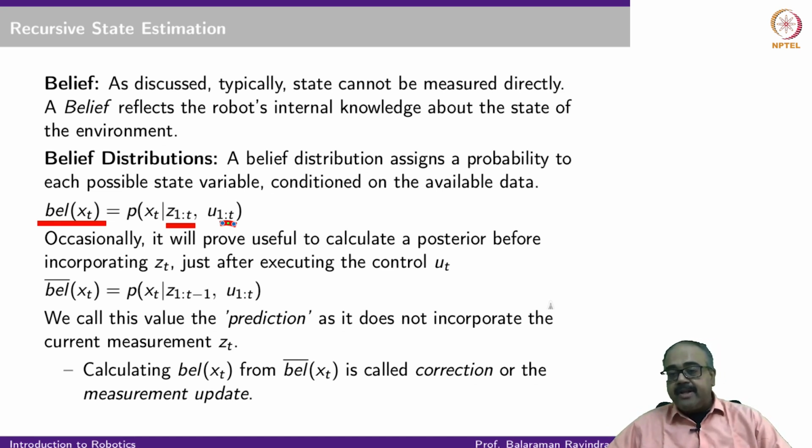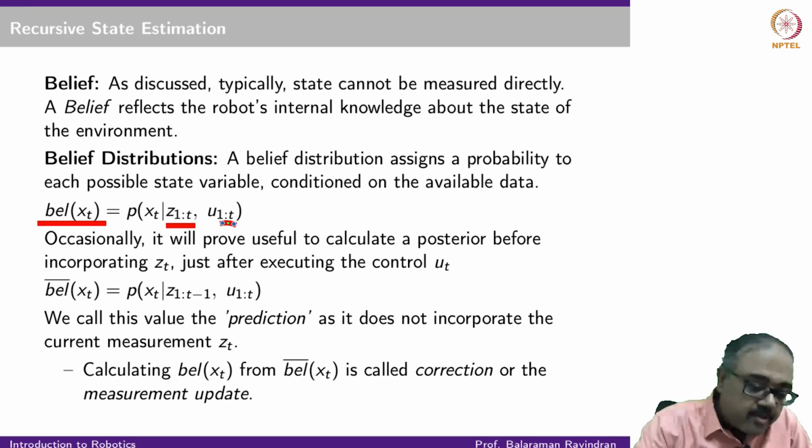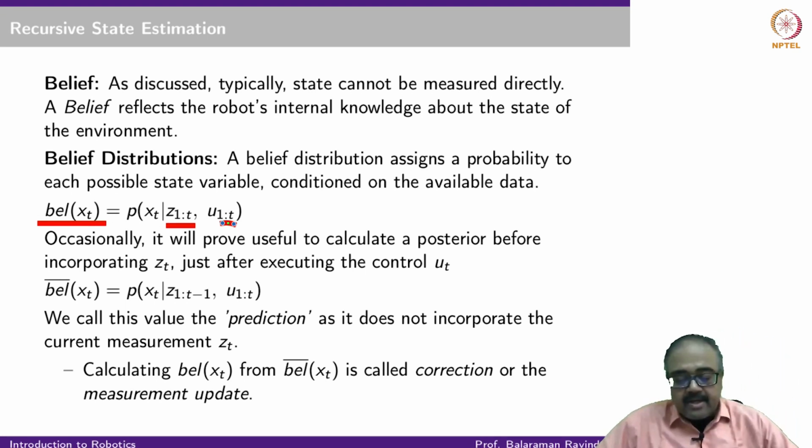So with some probability, 80%, I will leave the room, right. So I would say that if I was in the room earlier, now I have left the room, and that is what I should be looking at. So I am no longer inside the room. And this prediction, as we say on the slide, does not incorporate the current measurement zt.